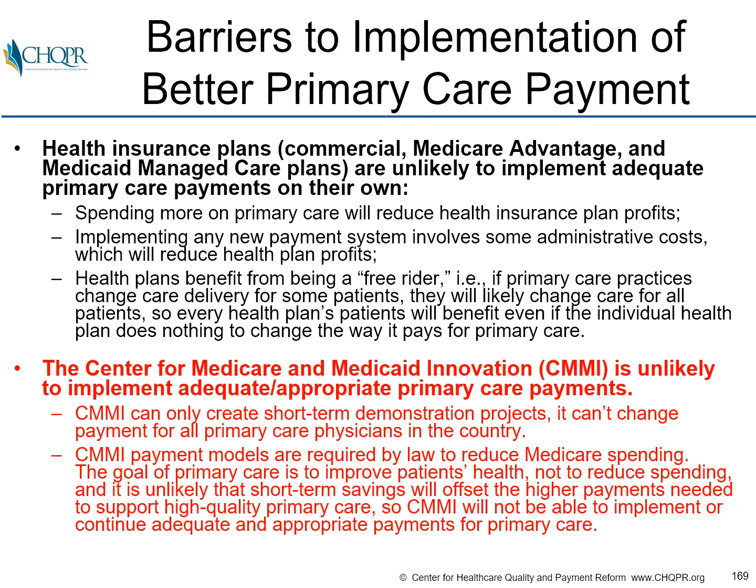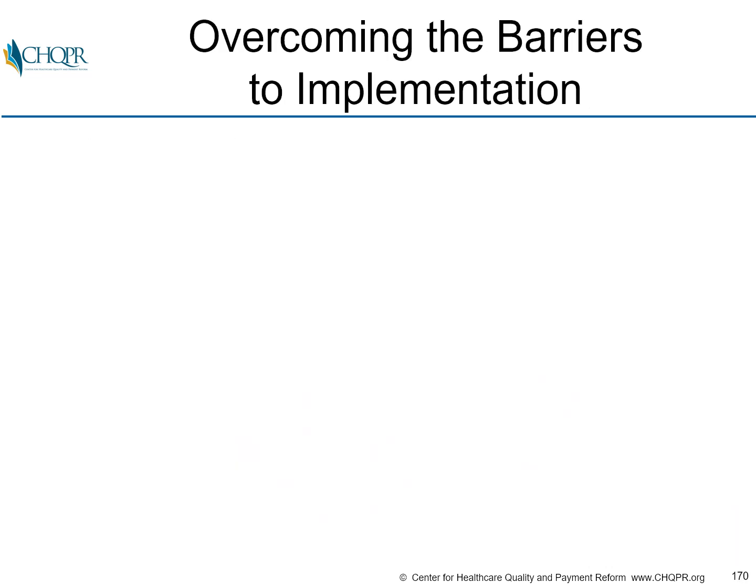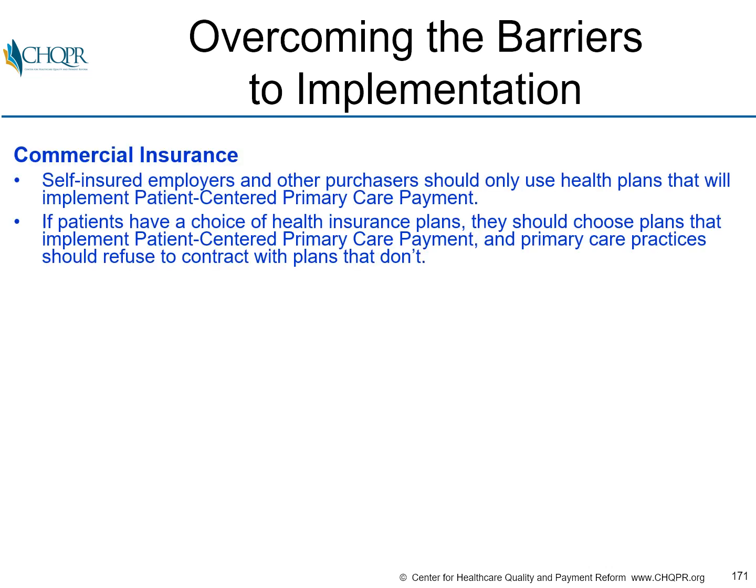The goal of primary care is to improve patients' health, not to reduce total spending. So it is unlikely that CMMI will ever be able to create a truly desirable primary care payment system. So how can we overcome these barriers? First, self-insured employers and other purchasers should stop using any health plans that will not implement patient-centered primary care payment. Self-insured employers spend as much money on health care each year as Medicare does, and they spend even more if one factors in the cost of lost productivity for workers.